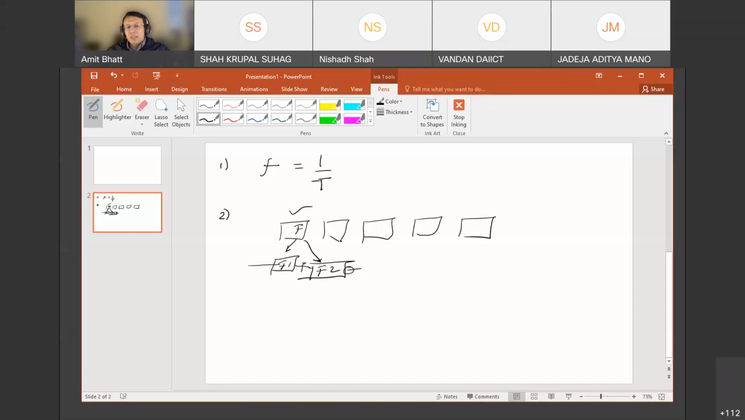Any more questions in this? Okay. So the third topic we want to go by is memory, or memory hierarchy to be precise. Does anyone have any question in memory hierarchy?